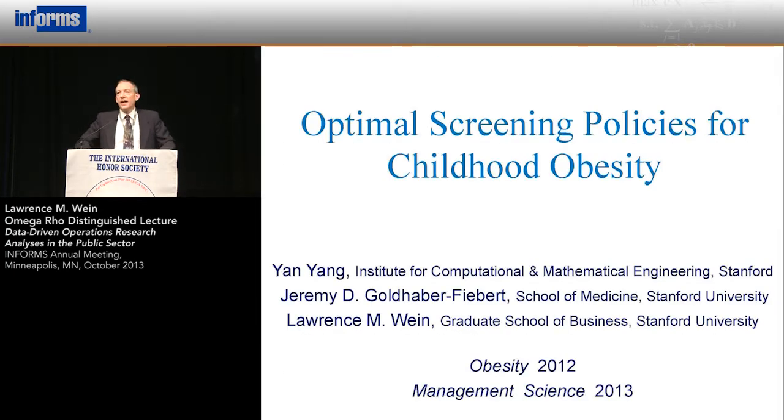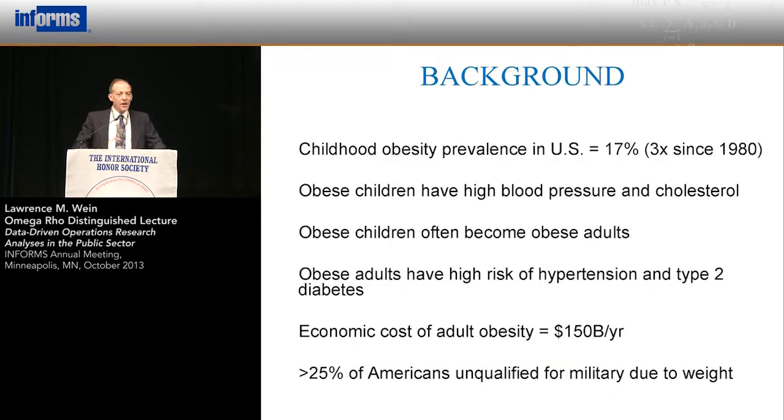Okay, next topic, childhood obesity. A paper appeared in their flagship journal last year called Obesity, and also a paper this year in Management Science, joint with a Stanford PhD student, Yan Yang, and a medical school professor. So 1 out of 6 children in the United States is obese, and I'm not going to go through this, but lots of bad stuff happens when you're obese.